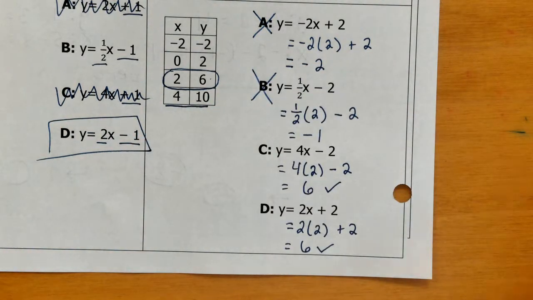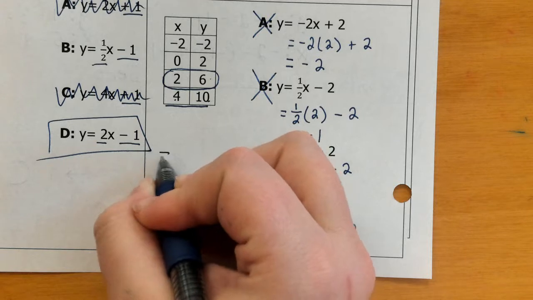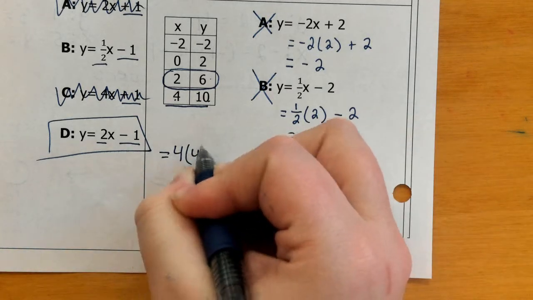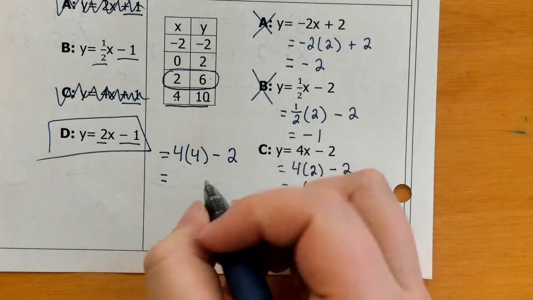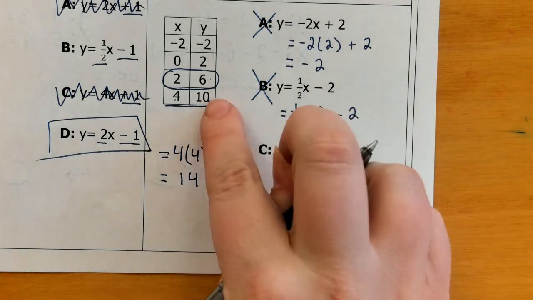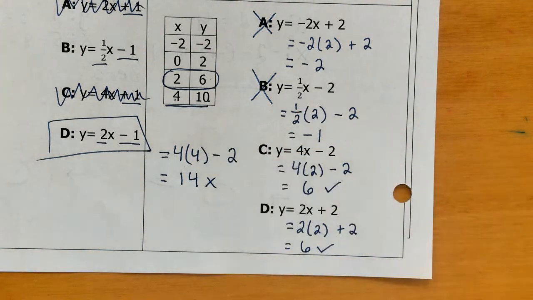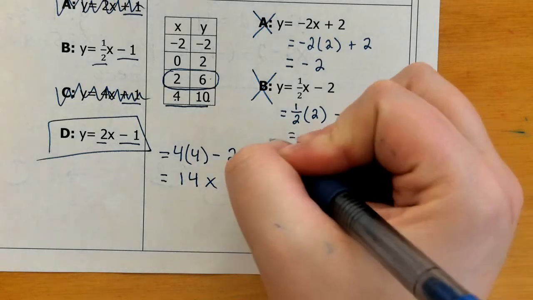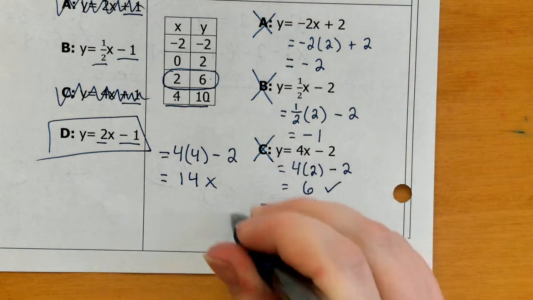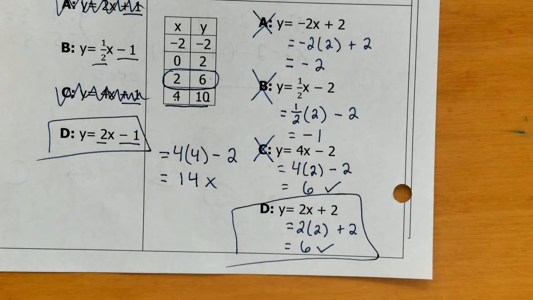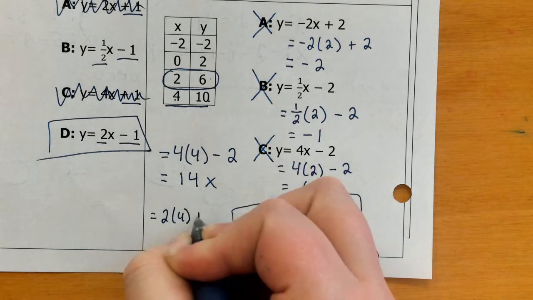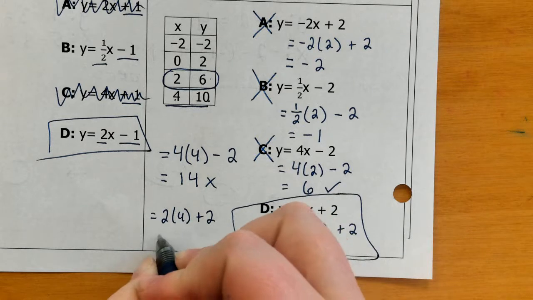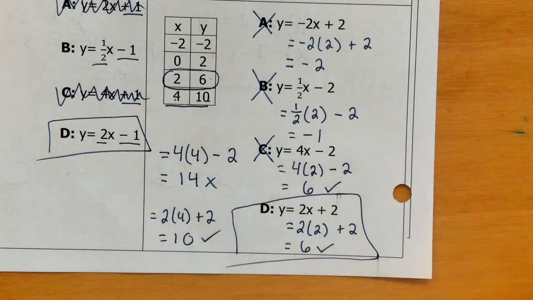So let's pick 4 and 10. We're going to plug in 4 and see which one gives us an answer of 10. So this one is going to be y equals 4 times 4 now, and then minus 2. 4 times 4 equals 16. 16 minus 2 is 14. Oh, wait a second. We're not looking for 14, we're looking for 10. So C is not our answer. That would mean that D is correct. And if you want to be extra safe, we can check. 2 times 4, plus 2. 2 times 4 is 8. 8 plus 2 is 10, which is what we wanted.